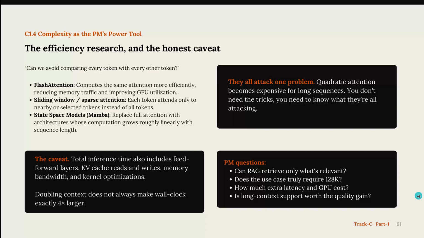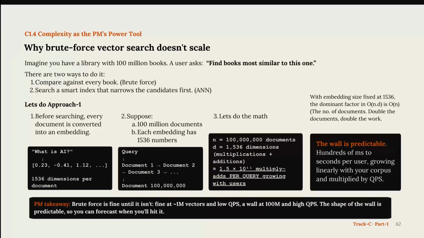Then we have brute force vector search, which doesn't scale as the number of elements in the query grows. Imagine you have a library with 100 million books. A user asks, hey, find books most similar to this one. So they hand over one book, and they say, find books that are similar to this one. There are two ways to do it. One, compare against every book, like we did in the arrays, where you search every element. This is brute force.